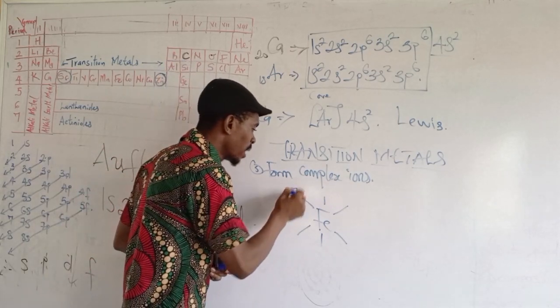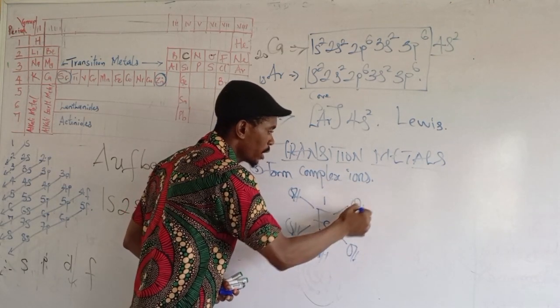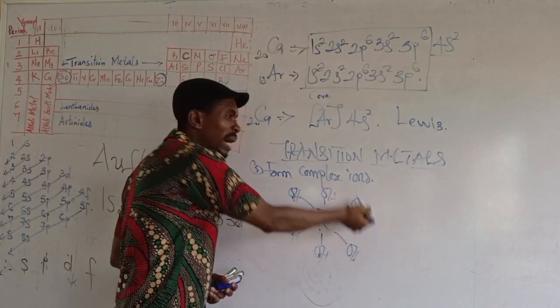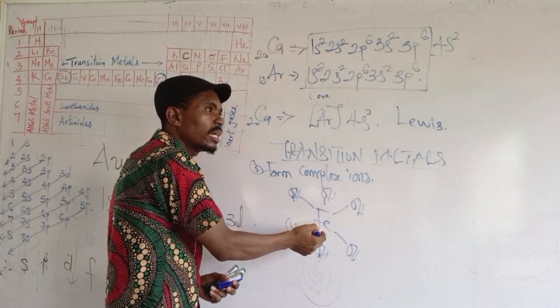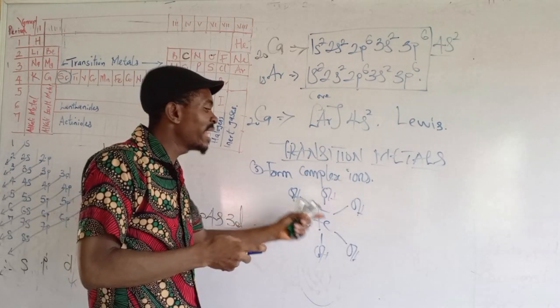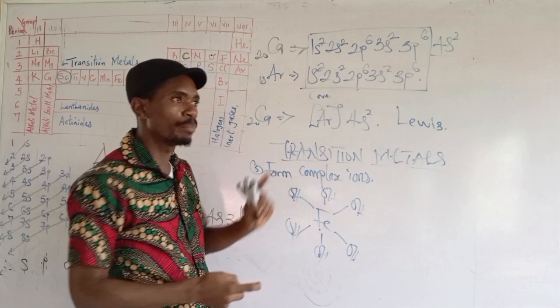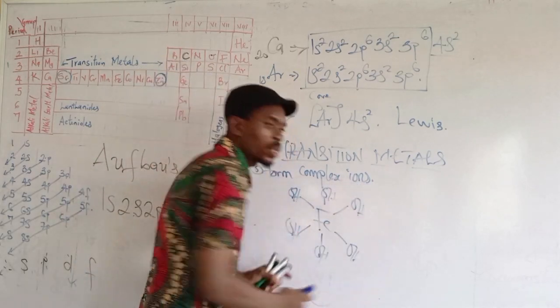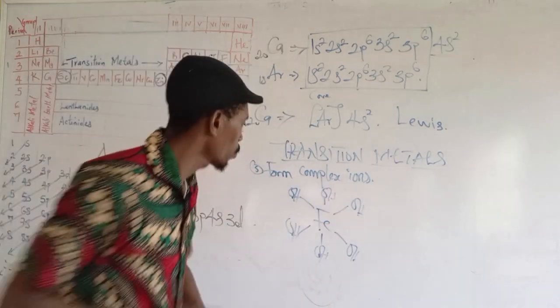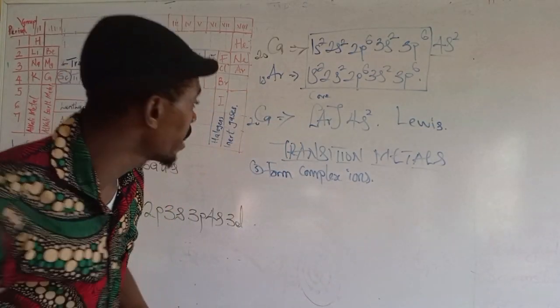So the ligands, for example, let me use OH, OH, OH, OH, that are bound to this ion are held by a kind of bond called a dative covalent bond or coordinate covalent bond. So this is the formation of a complex ion. Alright, that is another property of the transition series of metals.